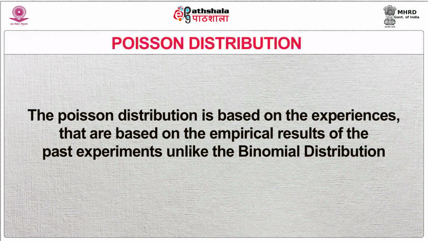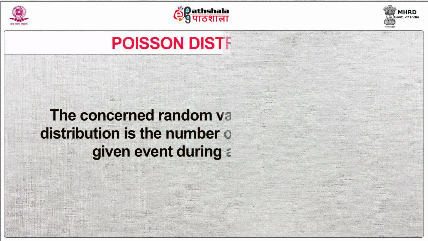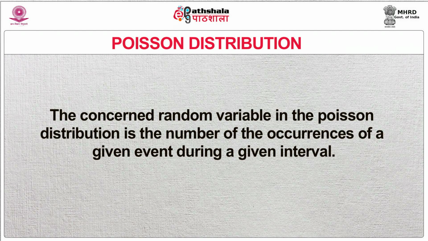Unlike the binomial distribution, the Poisson distribution is based on the empirical results of past experiments. Thus, the Poisson distribution cannot be deduced on purely theoretical grounds. The Poisson distribution is most suited when the probability of happening of an event is small but n is very large. The concerned random variable in the Poisson distribution is the number of occurrences of a given event during a given interval. This interval may be of time, distance, area, etc.